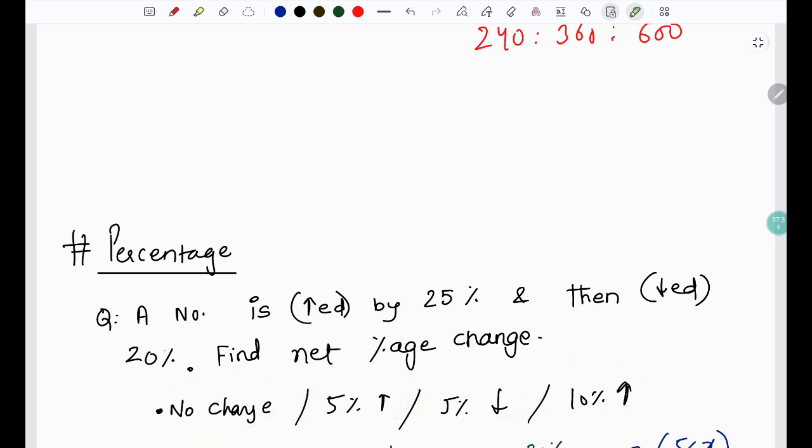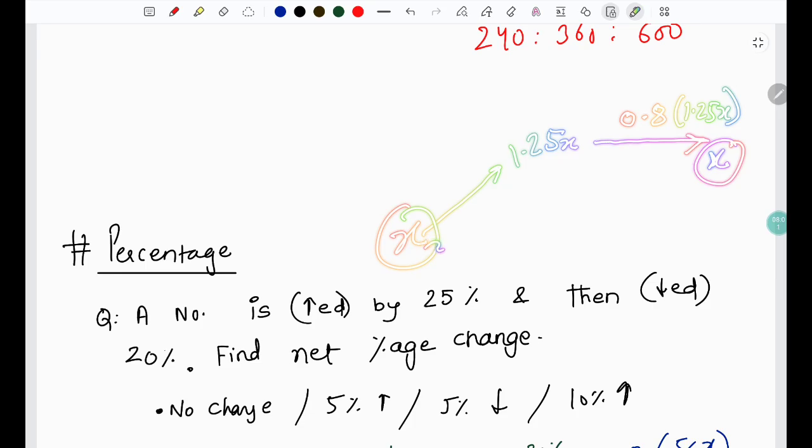So let us assume the number was x. If it is increased by 25%, that will become 1.25x. Now it says after it was increased to 1.25, we decreased it by 20%. Decreased by 20% is also written as 0.8 times the number. Solving this will come out to be nothing but x only. Therefore the net percentage change in the number is nothing, no change.